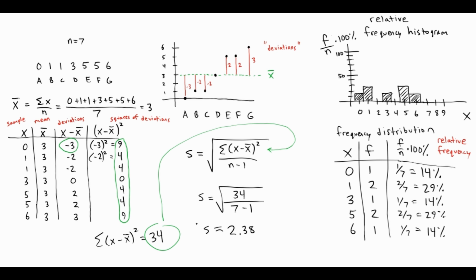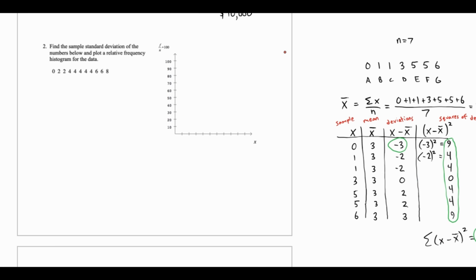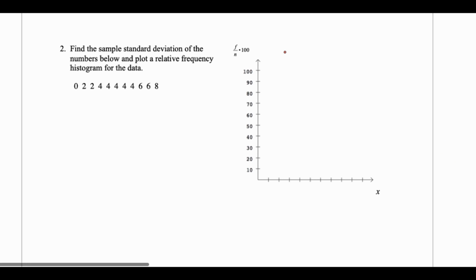Alright, and this value tells us how much. 2.38 on average. So the difference between the 3 and the 5 is 2. The difference between the 3 and the 6 is 3. So what that number is saying is most of the data would differ by no more than 2.38 units, is what it's saying. Alright, hope that example makes sense. I know it's a lot to throw at you, but now you can try it on number 2 here.